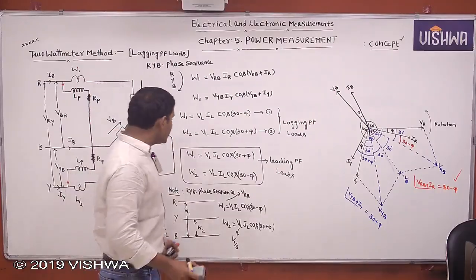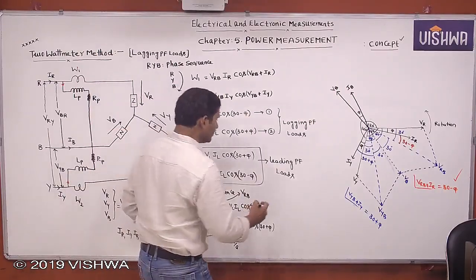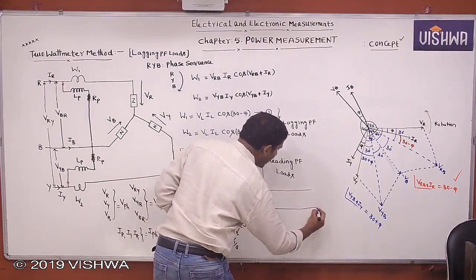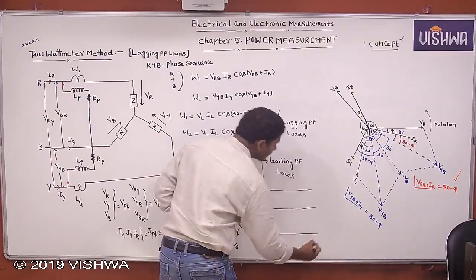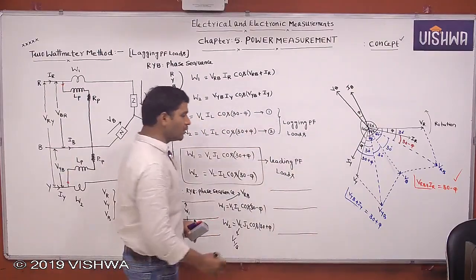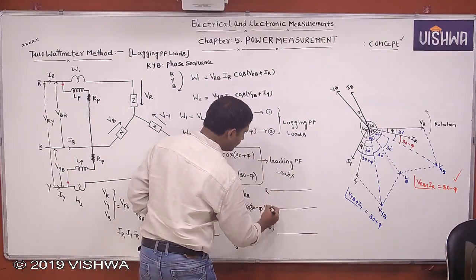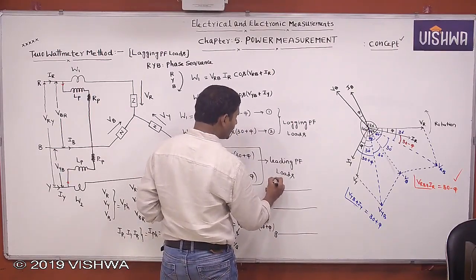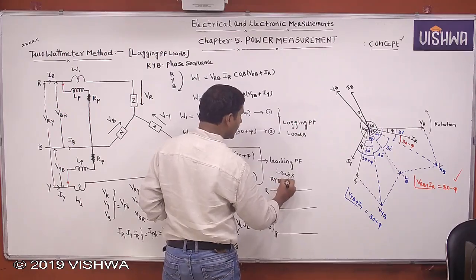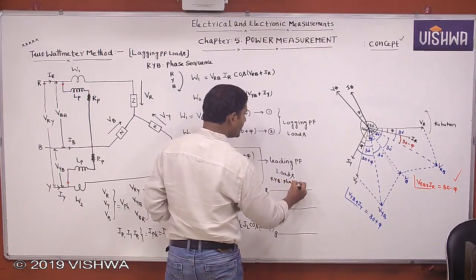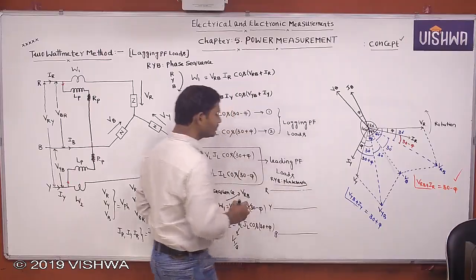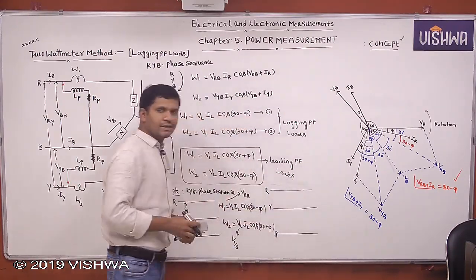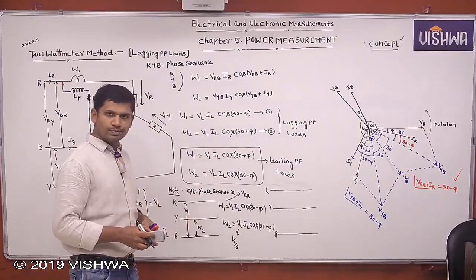Understood. For example, for the same phase sequence, if the wattmeter is connected like this, all this I am explaining for lagging loads only. R, Y, B. Take the RYB phase sequence. I am explaining according to the RYB phase sequence concept, and assuming lagging loads.